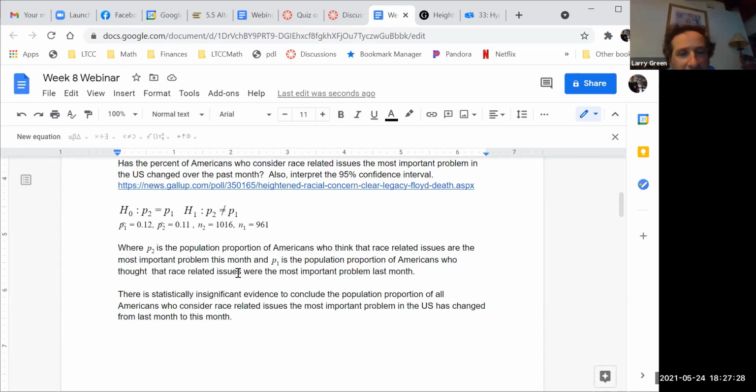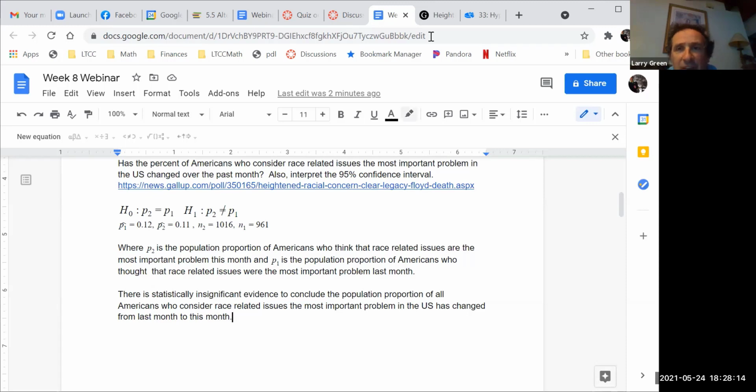Okay, and same with the level of significance. If the population proportion of people who thought that race-related issues were the most important problem in the United States was the same last month and this month, and if we did another study of 961 last month and 1,016 this month, then there'd be a 5% chance that we'd end up falsely concluding that the proportions have changed. Okay, type 1 error. So it's exactly the same as what we did last week. As I mentioned, what I have typed out is the most important, so I want to make sure you really understand that. The others, they're nice and important, but not quite as important.